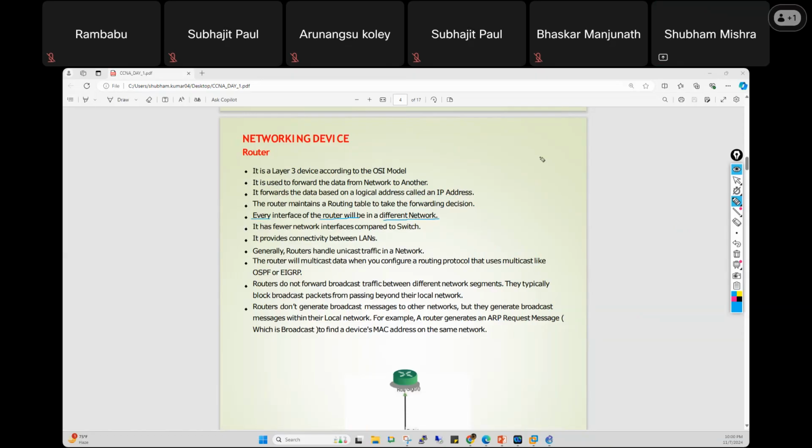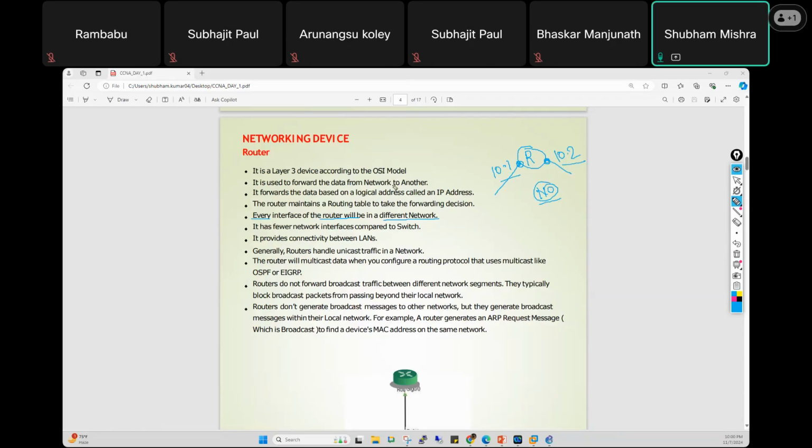Now, every interface of the router will be in a different network. It means, for example, try to understand here, if this is the router and here I assign the IP address 10.1 and here I assign the IP address 10.2, is it possible? Anyone? The answer is no. This is not possible because there is a rule. Every interface of a router should be in a different network.